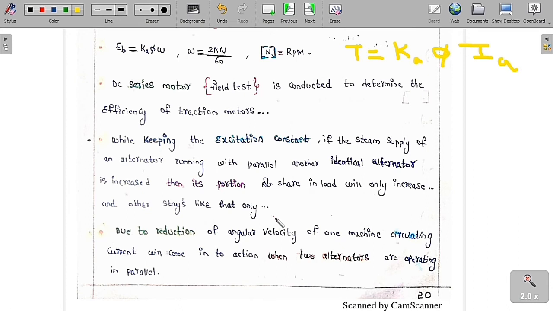So simply we can say that while keeping the excitation constant, if the steam supply of an alternator running in parallel with another identical alternator is increased, then its share of the load will only increase and the other stays the same.